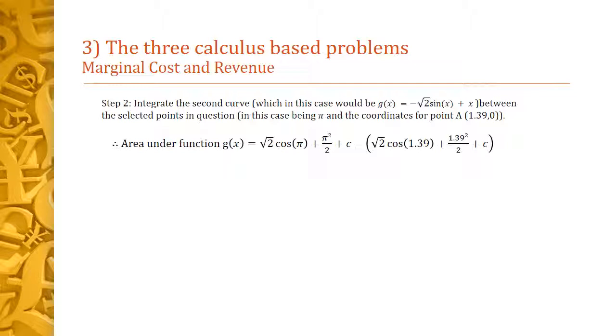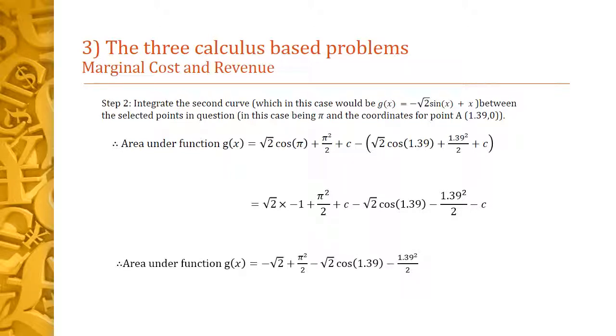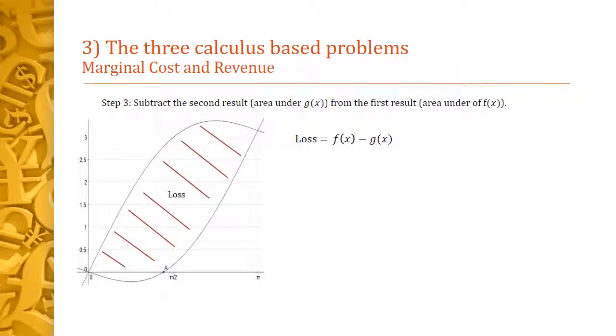And because we know that cosine of pi is merely -1, we can also substitute that in. Now we can just simplify it by first expanding and collecting the like terms. After reaching this point, however, we should not simplify this equation anymore as we would risk having to round up too many times and be left with an inadequate approximation. Now the third and final step is to subtract the second result, the area under g of x, from the first result, the area under f of x, so that we find the loss, or the area between f of x and g of x.